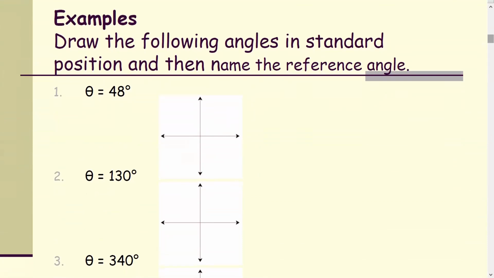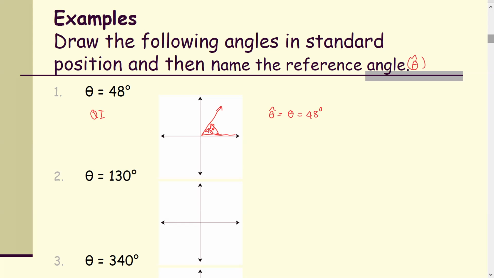More examples. Draw the following angles in standard position and then name the reference angle, or theta hat. Theta equals 48 degrees. This one is in quadrant 1, the first quadrant, in standard position. So theta hat, or the reference angle, is the same as the angle theta, which is 48 degrees.